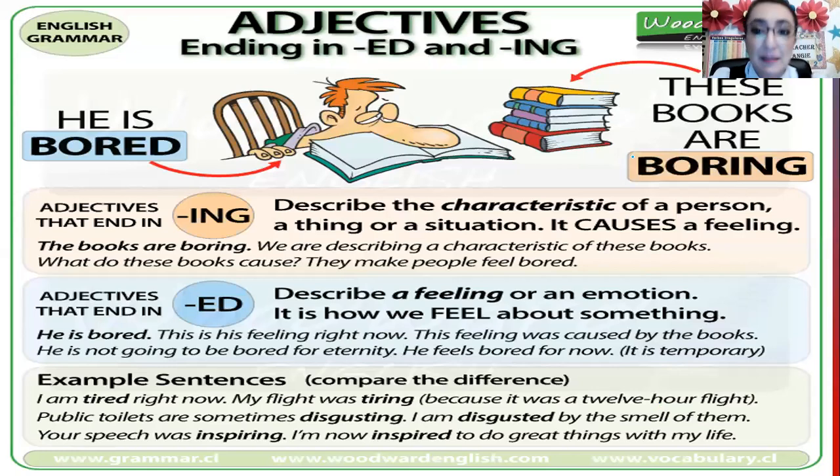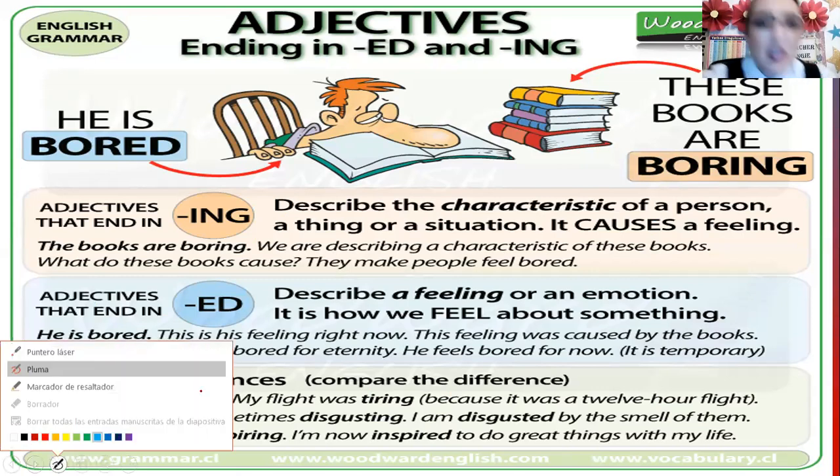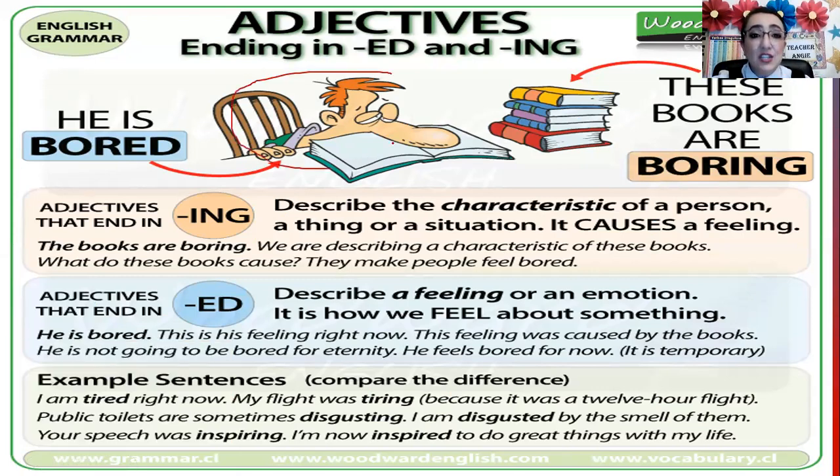Okay, for example, here you have it. Let's start with this topic, adjectives ending with ed and ing. Okay, he's bored. As you can see here, we are going to be having all this. Let me use my red color. He is bored. These books are boring.